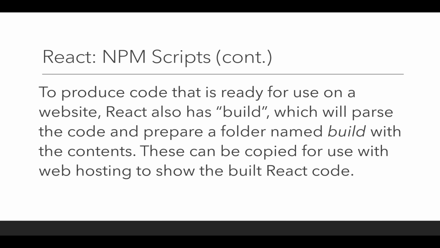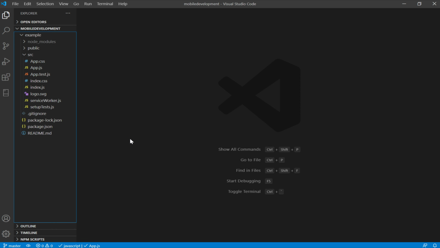So let's move over to Visual Studio Code and look at what these scripts look like and where they can be found. I'm going to move over to Visual Studio Code, and we see a previous project we already set up in a previous video. We have example, which is an example React project. I've opened its source directory, and I have a listing of files here.